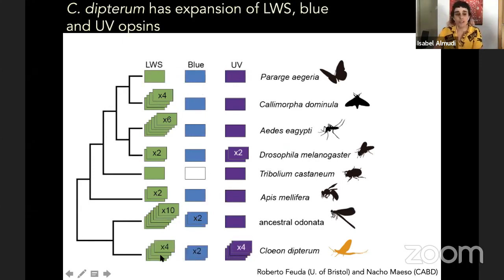We also observe expansions of the long wave sensitive opsin, something that is quite common in other lineages, but what was particularly interesting in the case of Cleon is the expansion of the blue sensitive opsins, and also the expansion of the ultraviolet sensitive opsins, having 4 copies of the UV opsin, which makes them the largest expansion so far described in insects.